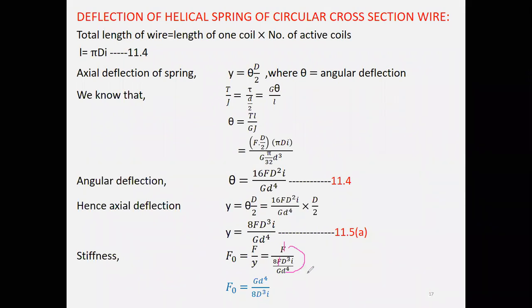If you take this to the numerator, it will be G d raised to 4 divided by 8 D cube I. This is the required stiffness. You obtained the deflection and the stiffness of the helical spring of circular cross section. If you have any doubts in this, you can ask me, I will clarify that.